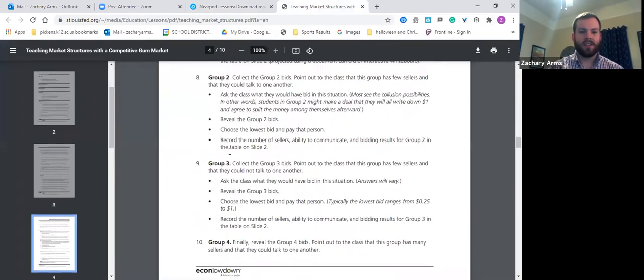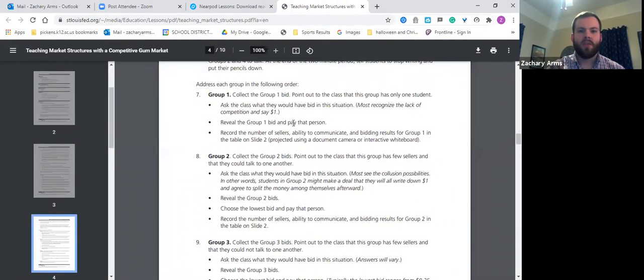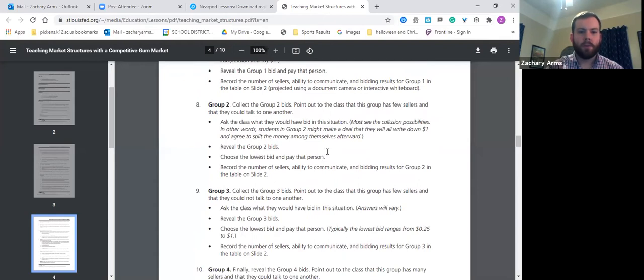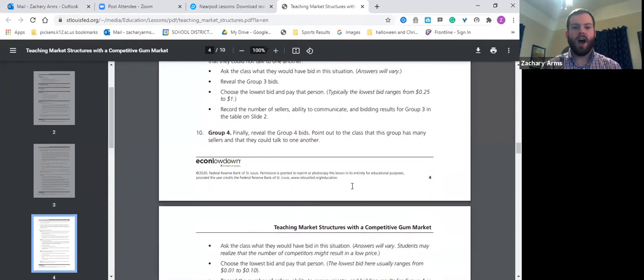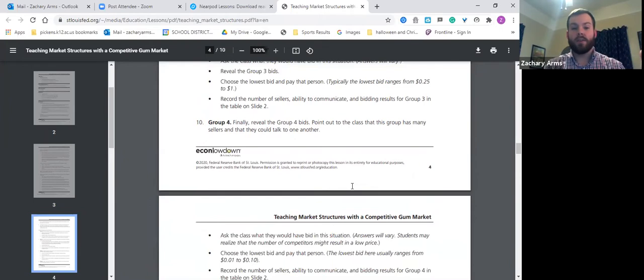And this is what students are going to see. Students are going to realize that group 1, it's one person. They don't have to compete with anyone. They're going to sell it for $1. The dollar is the max. Group 2, you're going to realize that it's going to be a little bit lower, but maybe not too much because you don't have that much competition. They might even be talking to one another, trying to make a deal, that kind of thing. Group 3 has few sellers and they cannot talk to one another. So that might be a little bit more savage than group 2. And then group 4, if they wanted to, they could talk.